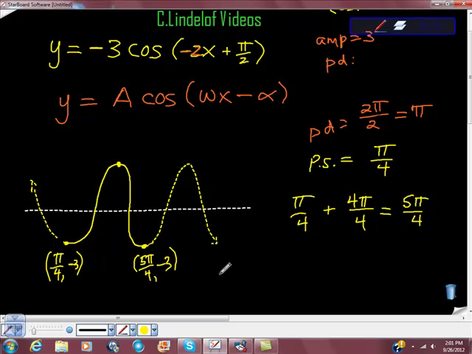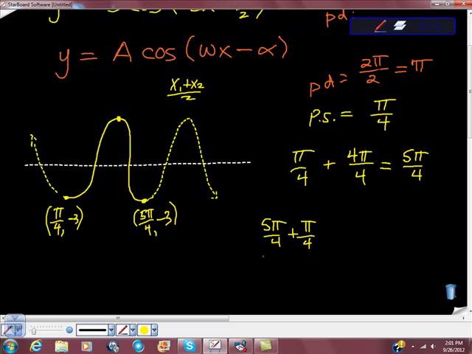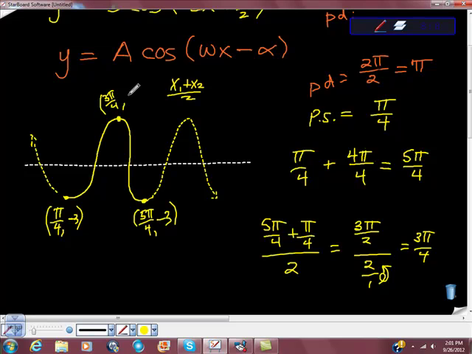The top one is the midpoint, so we're going to use the midpoint theorem. The midpoint theorem says we take x sub 1 plus x sub 2, divided by 2. That's all we're doing here. So I'm taking 5 pi fourths plus pi fourths all over 2, which gives us 3 pi halves. Everybody see what I did there? It was 6 pi fourths, so I simplified a little bit. Then you see the complex fraction right here, so this is going to be equal to 3 pi fourths. So it's 3 pi fourths, comma 3. Is that all right?